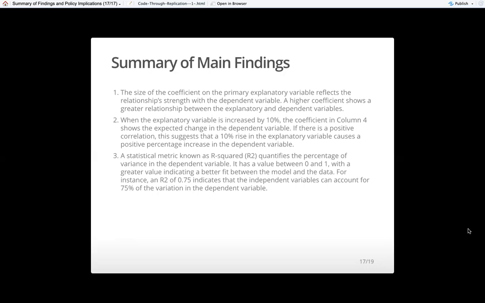And for the last bullet point, a statistical metric known as R squared quantifies the percentage of variance in the dependent variable. It has a value between 0 and 1, with a greater value indicating a better fit between the model and the data. For instance, an R squared of 0.75 indicates that the independent variables can account for 75% of the variation in the dependent variable.